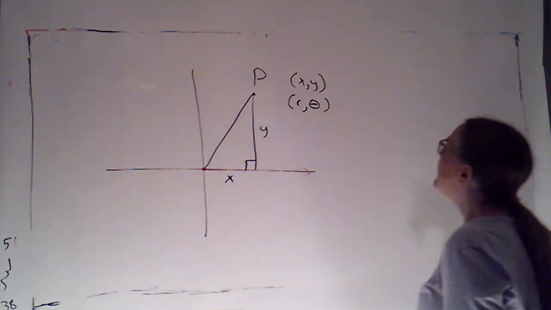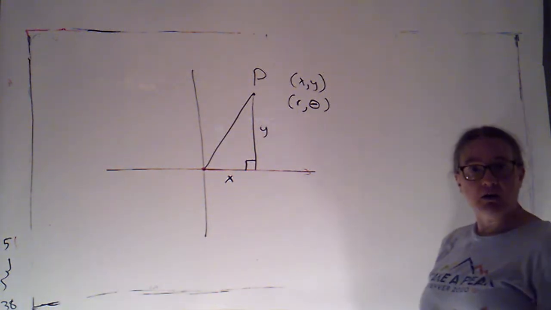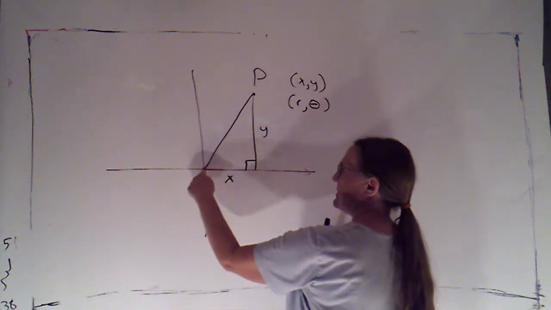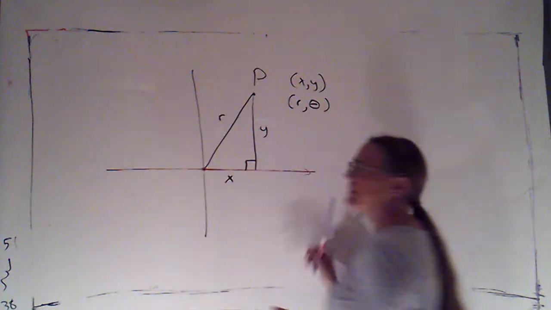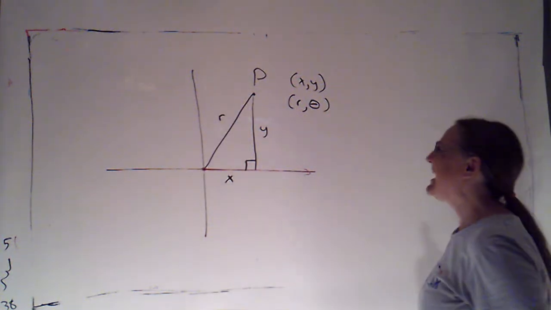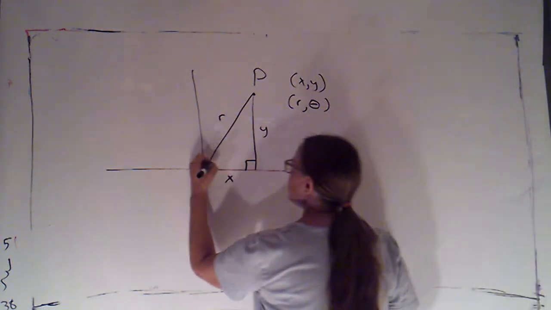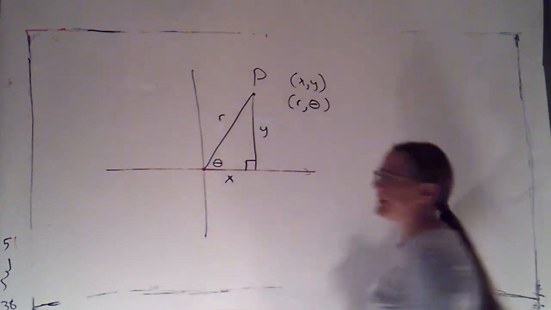Okay. Now, my simplest choice for r is to let r be positive. So r would just be the distance from this point to the origin. How convenient, that's the hypotenuse. And the simplest choice for theta, in this case, would just be this acute angle right here.